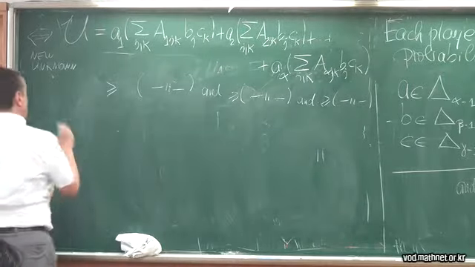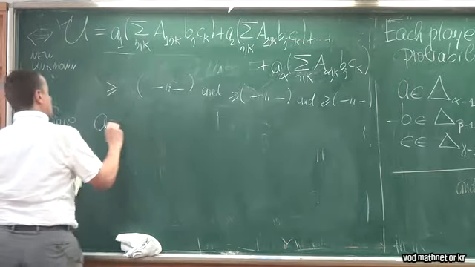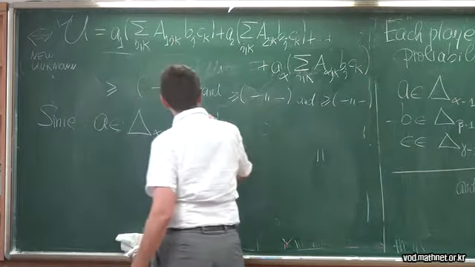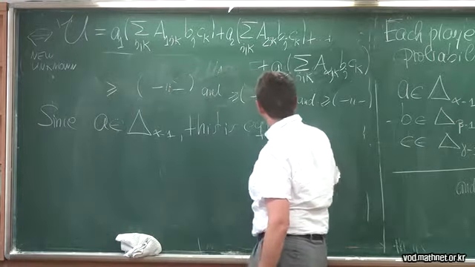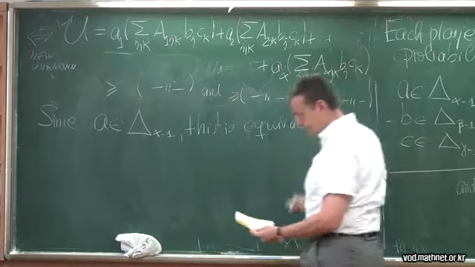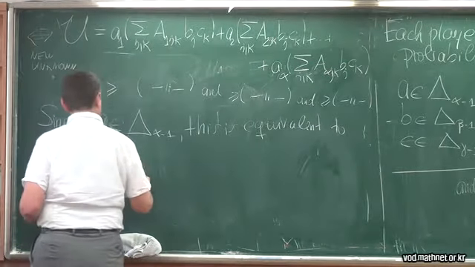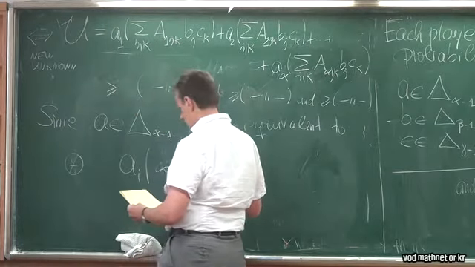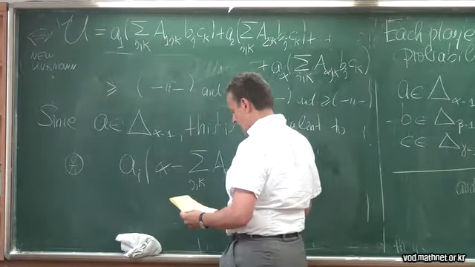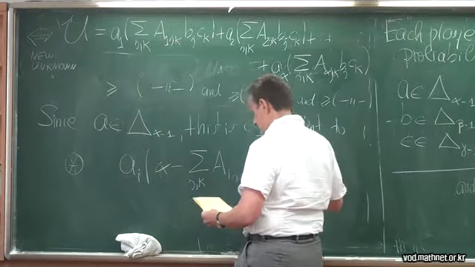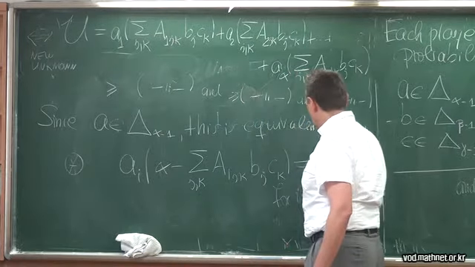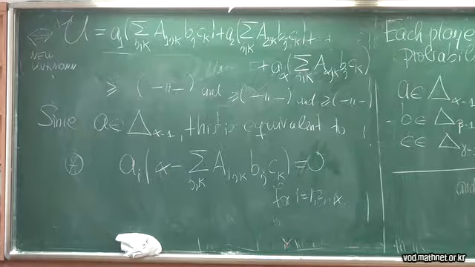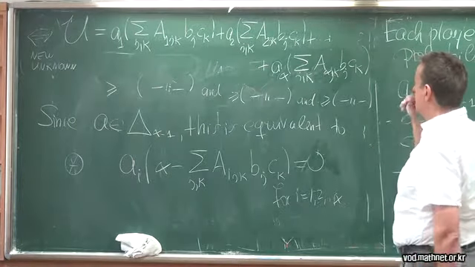Okay, almost done. Now, watch this. So this A, whatever it is, is in the simplex. So I claim this is equivalent to the following thing, and I'm going to call this star: A_i times alpha minus the sum over all j, k of A_ijk b_j c_k is equal to 0 for all i. Now that's the moment when I usually confuse myself. So let's see why that's true. How can that be?